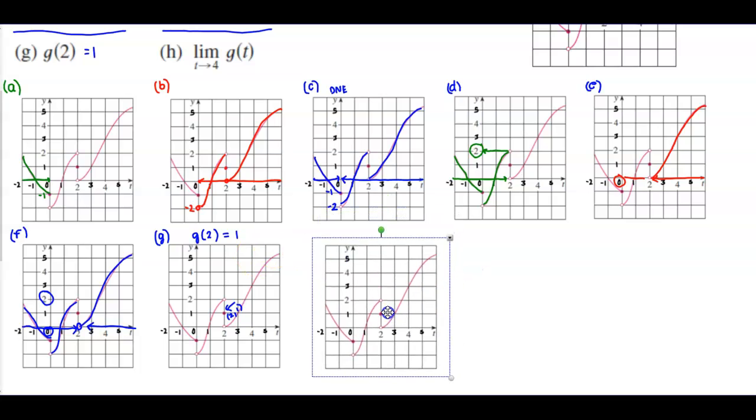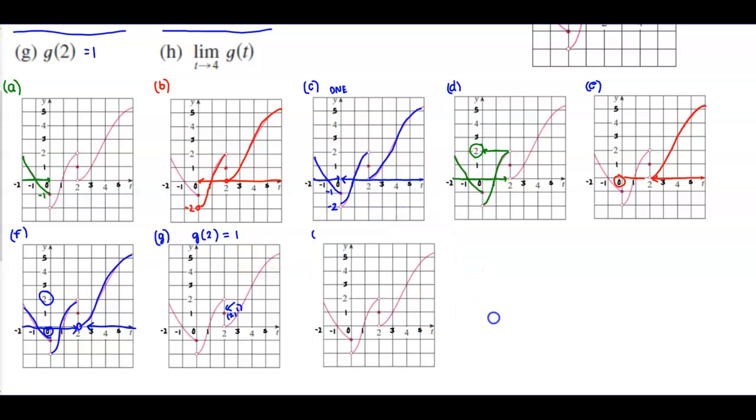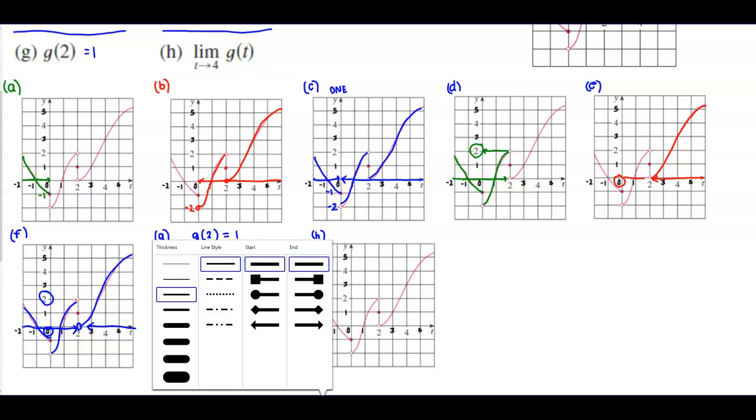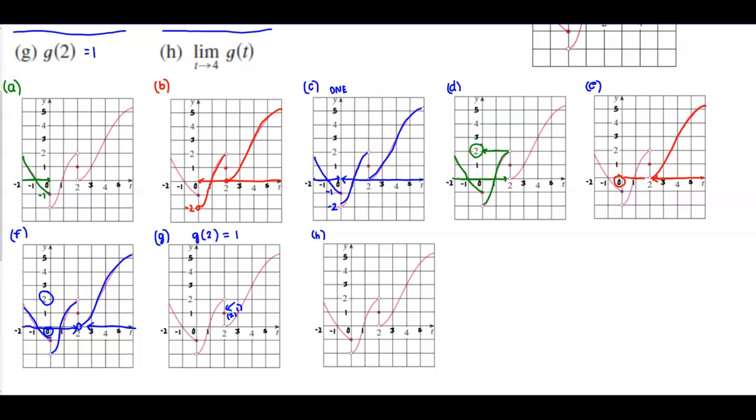Let's take a look at H. Okay, we want to find the limit as t approaches 4 of g of t. So let's take a look at that. From the left, we need to see what it approaches when it's going to 4. So our function starts on the left, it goes here, and then it jumps to this line here. Then it goes down here, then it goes here, and then it hits 4 on the x-axis right here. So the output is 3.